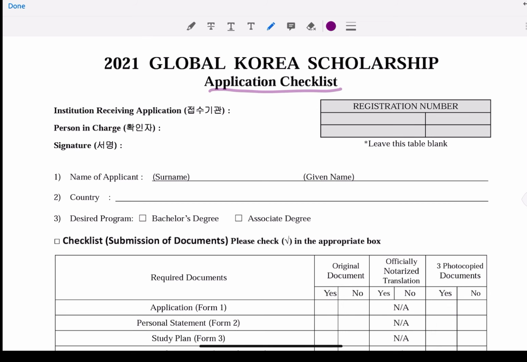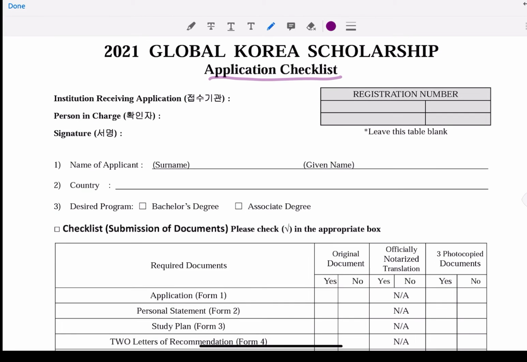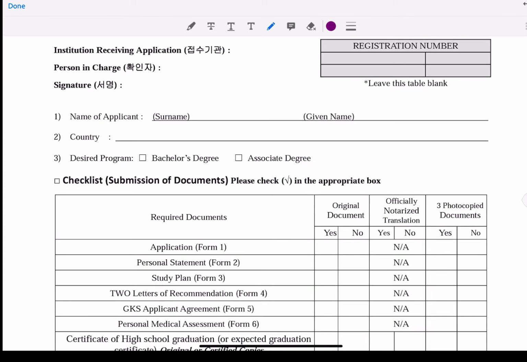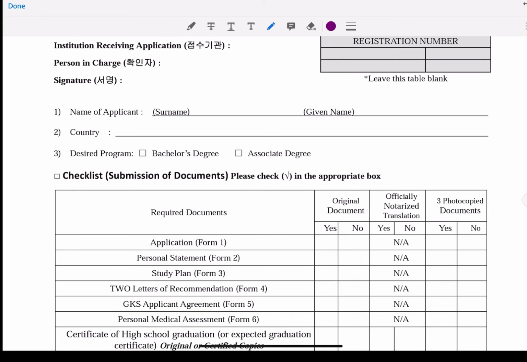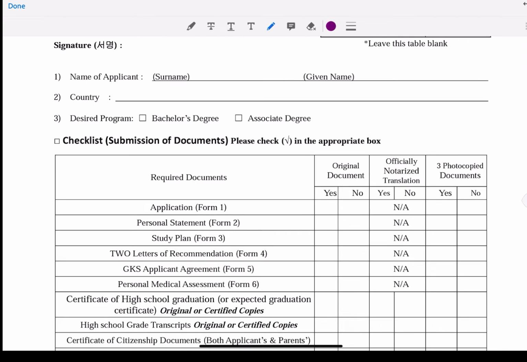Now let's look into the Global Korea Scholarship application checklist. So here, in institution receiving the application, you have to either write the Korean embassy's name in your country or the university that you are applying to if it's a university track. And the person in charge will be mentioned as the person from the Office of International Affairs. Or if you are applying to the embassy, you can leave it blank. Name of the applicant: it's your surname first, and then your given name, your country. If you are applying for bachelor's or associate degree, you can tick any of them.